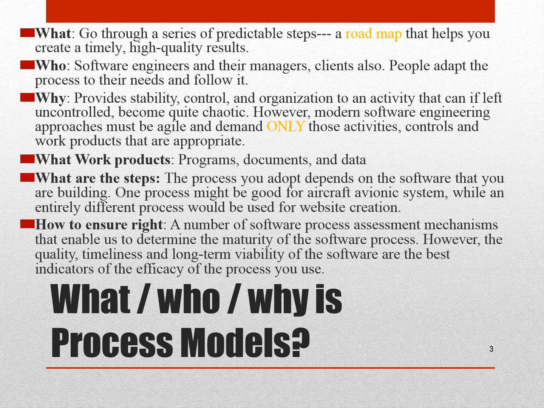However, modern software engineering approaches must be agile and demand only those activities, controls, and work products that are appropriate. What work products? Programs, documents, and data. What are the steps? The process you adapt depends on the software that you are building. One process might be good for an aircraft avionics system, while an entirely different process would be used for website creation.